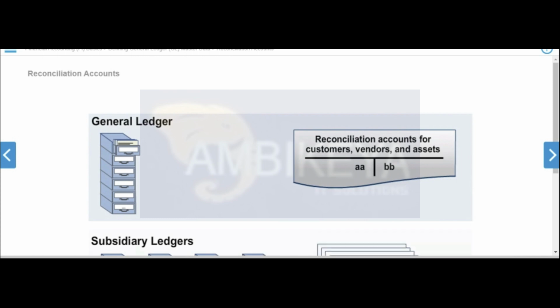A reconciliation account ensures real-time integration of a subledger account with the GL. The reconciliation between subledger and GL is always guaranteed because the GL reconciliation account is not enabled for direct posting. In the GL, postings are limited to reconciliation account types only.